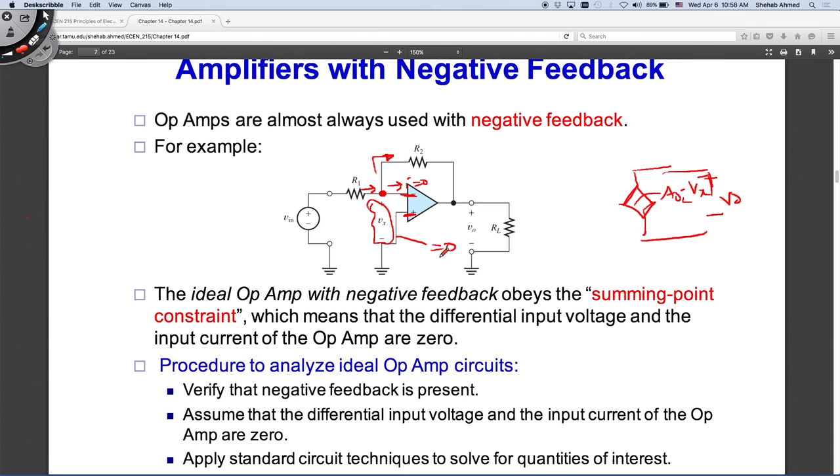If this Vx tends to zero, what does this mean? It means that there is no voltage difference between these two nodes, which means that I can consider this as a short circuit. So hence this summing point constraint means that the differential input voltage and the input current of the op-amp are zero. There are two conditions that define this summing point constraint: that this differential input voltage becomes zero, and the input current here becomes zero, leading to the fact that this current is equal to this current.